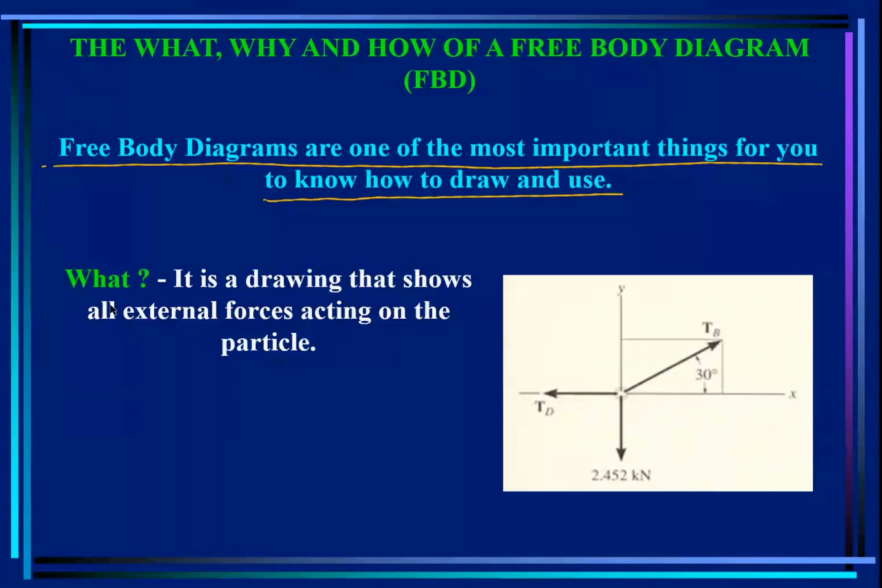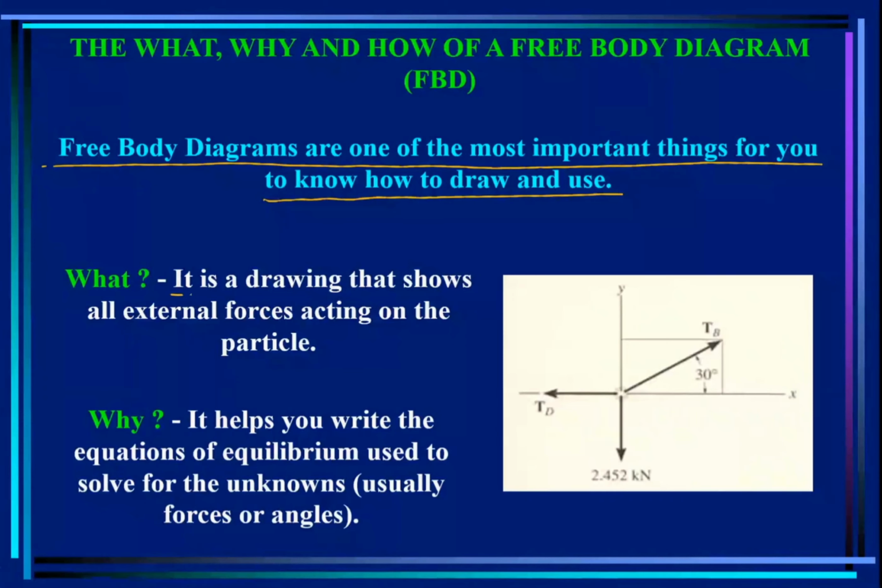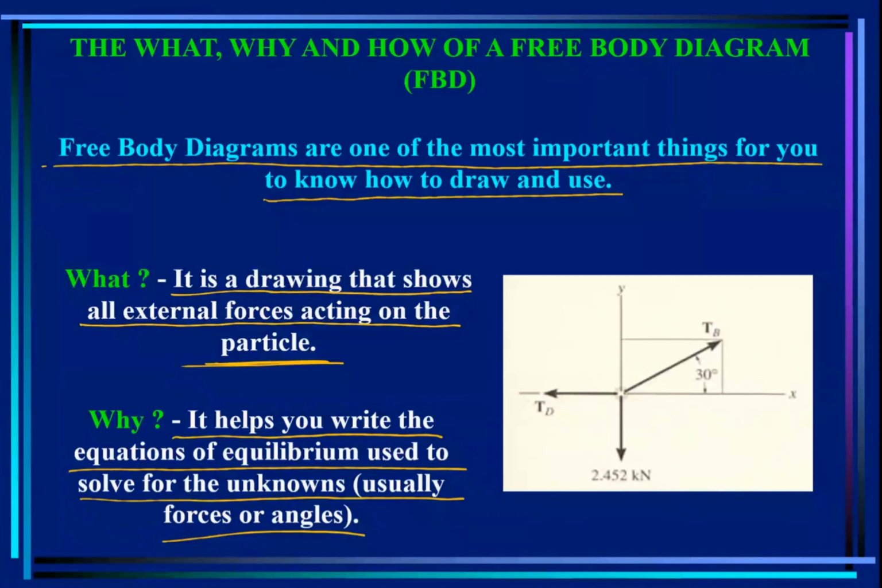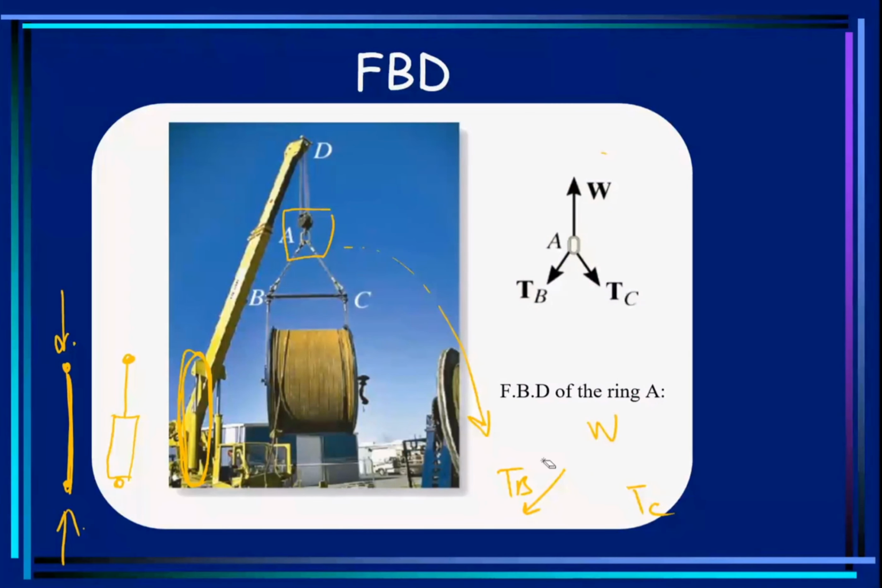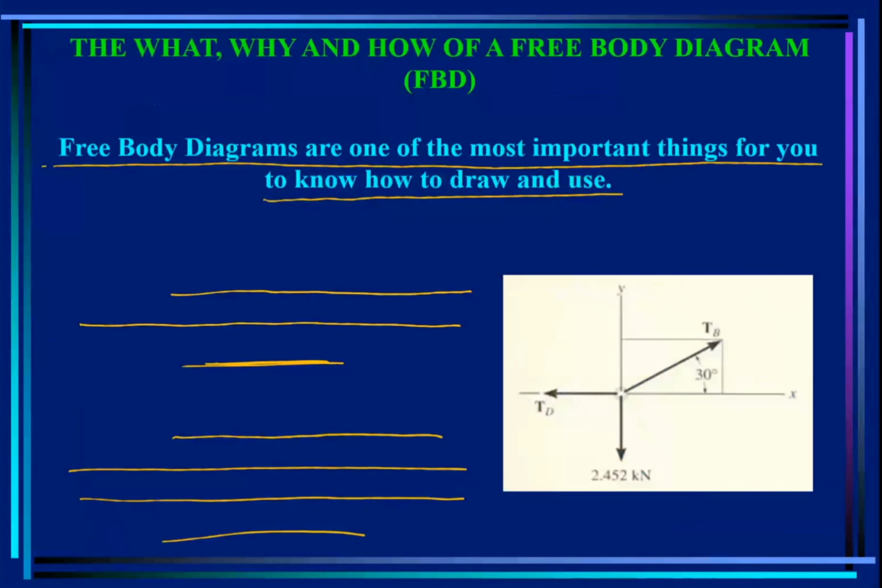So what is that? It is a drawing that shows all external forces acting on the particle. It helps you write the equation of equilibrium used to solve the unknowns, usually forces or angles. So basically, on that particle, you will see all the forces acting on it. For example, look at this one again. If I want to know the forces acting on ring A, I will draw ring A and all the forces acting on it. That's it. This is my free body diagram of point A.